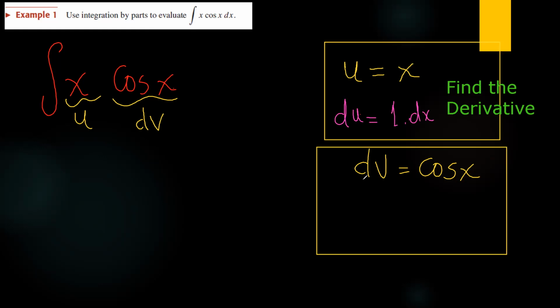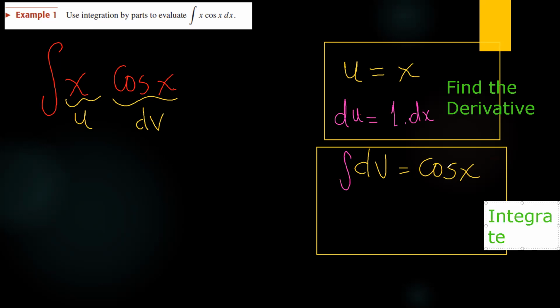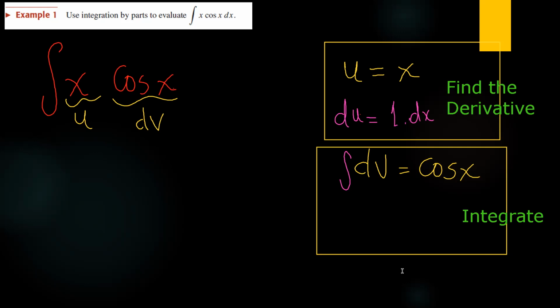Now then, dv is cosine. In order to find v, as I told you before, you have to integrate. So in this part here, you have to integrate. When you integrate dv, you have v. So what's the integration of cosine? It is sine. So I have now u, du, v, and dv. After I fill my bag with u, du, dv, and v, I will come back to my integration here.